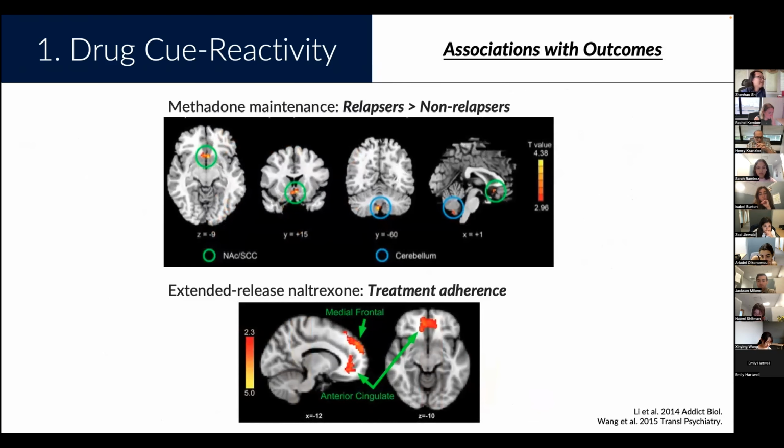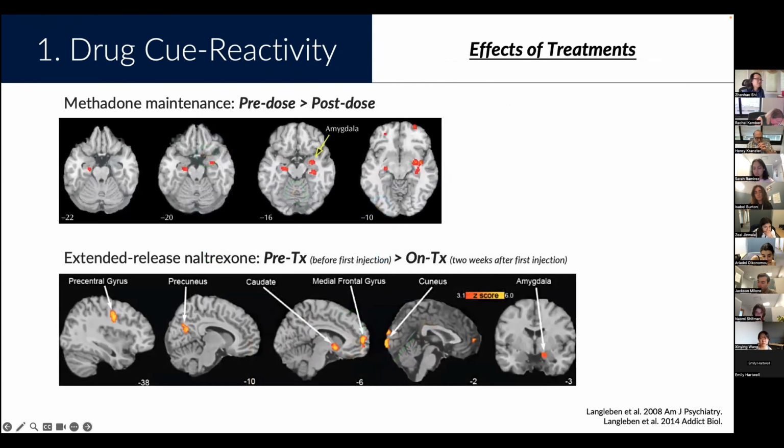So Cue-Reactivity has also been associated with treatment outcomes. For example, ventrostriatal and cerebellum Cue-Reactivity has been shown to predict relapse in methadone maintenance treatment, and also the medial prefrontal Cue-Reactivity has been shown to predict adherence to naltrexone treatment in OUD patients.